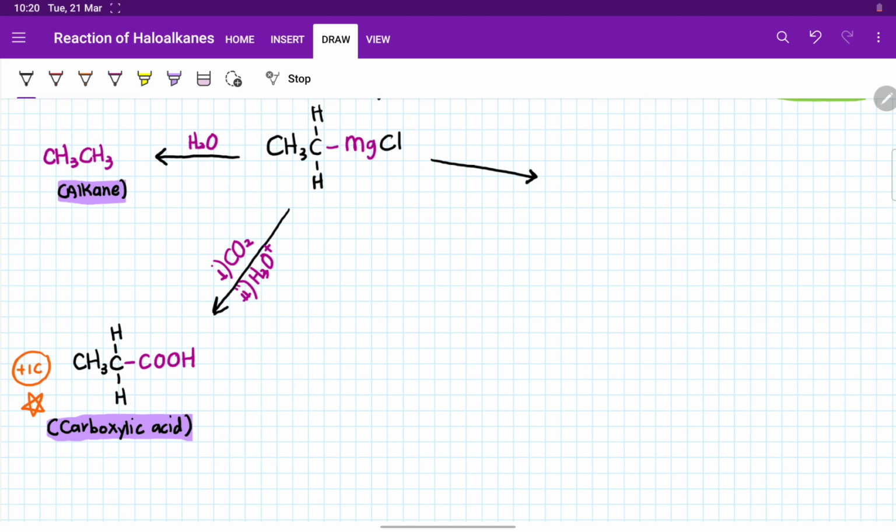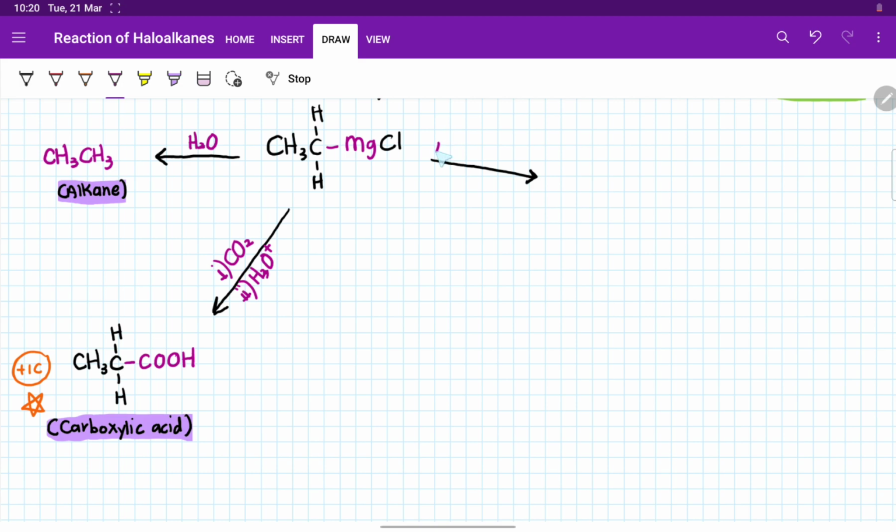But different carbonyl compound, so carbonyl compound ingat balik, ada C double bond O dekat sini. We have 2 types of carbonyl compound. Kita ada aldehyde dan kita ada ketone. So different carbonyl compound, aldehyde dan keton akan bagi kita class of alcohol yang berbeza. Okay, now, macam mana kita nak hasilkan primary alcohol? Macam mana kita nak hasilkan secondary and tertiary alcohol? So, we're going to start with the primary alcohol.